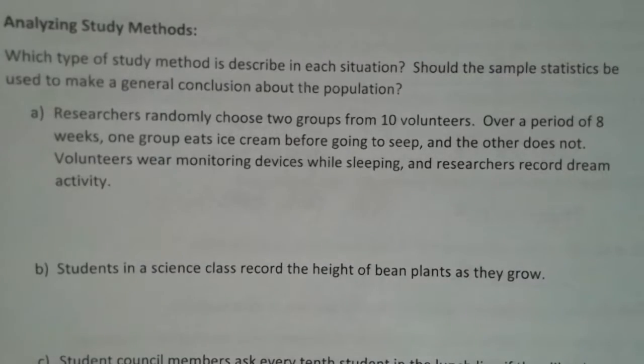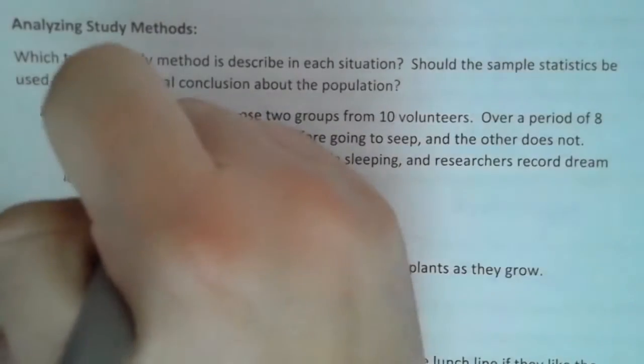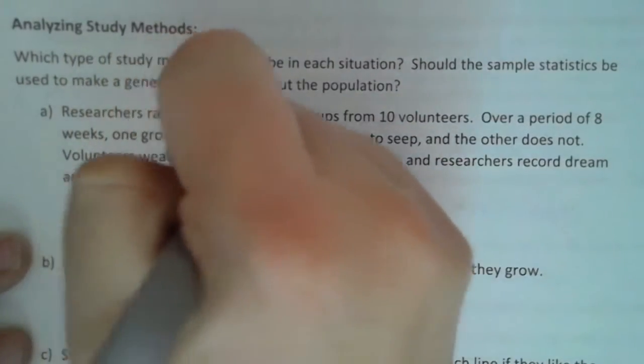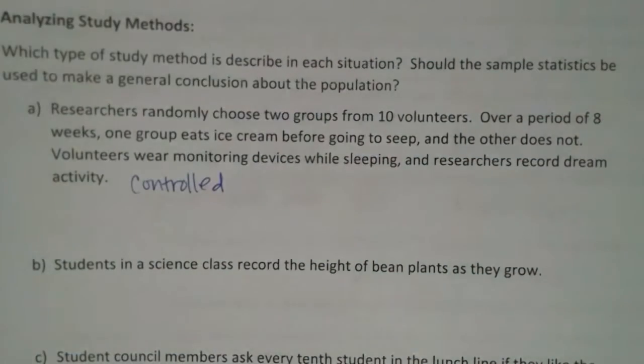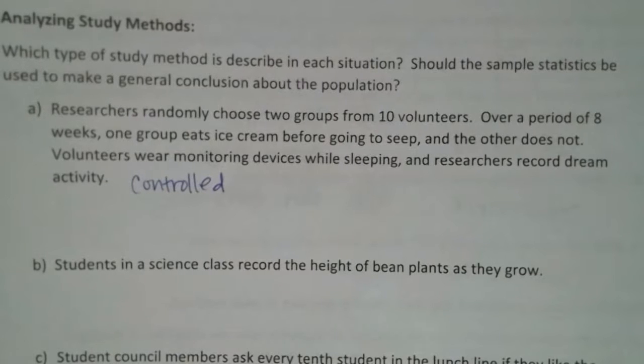So this is a controlled experiment, because you're comparing the two different groups. One, something's going on, the other, something different. Should the sample statistic be used to make general conclusions toward the population, and why?